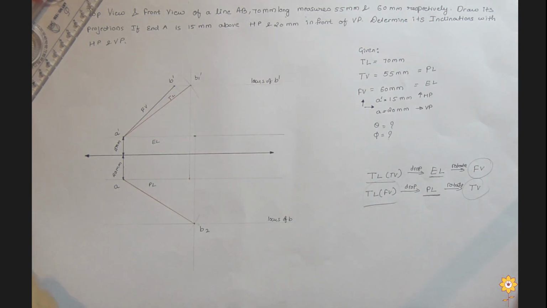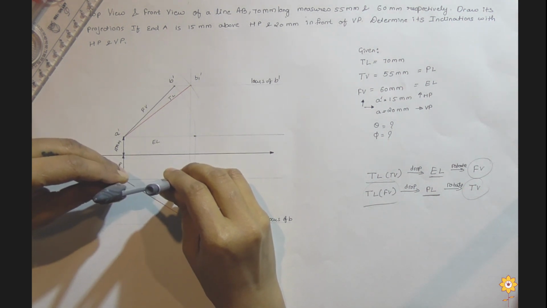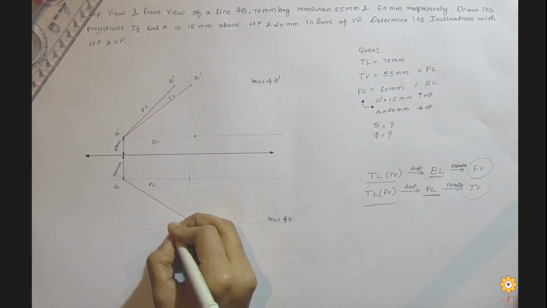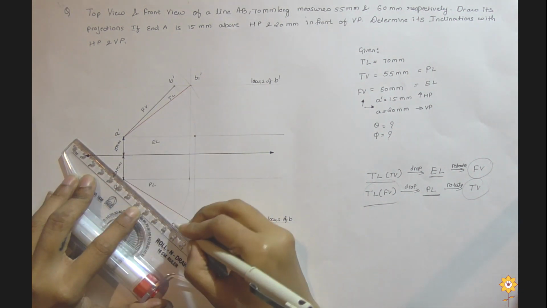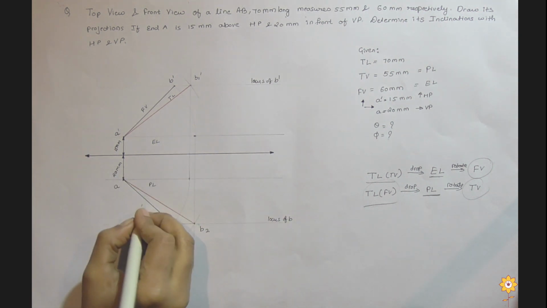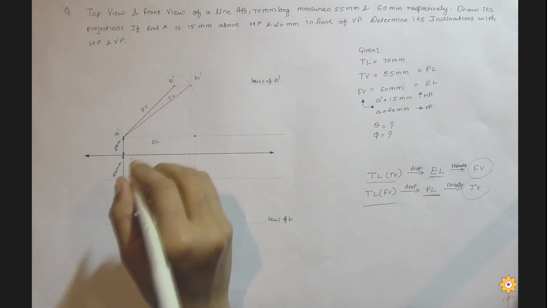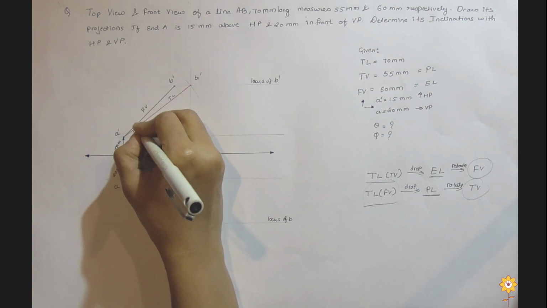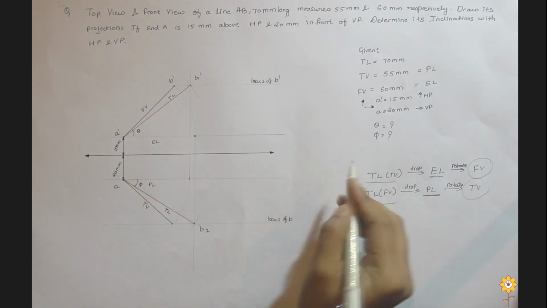Then similarly I have my PL here. On rotating PL I would get my top view. Join them and this is my top view, this is my true length. Okay, so we have all the dimensions marked now. This angle is theta and this angle is phi. This is what we have to find in the question.